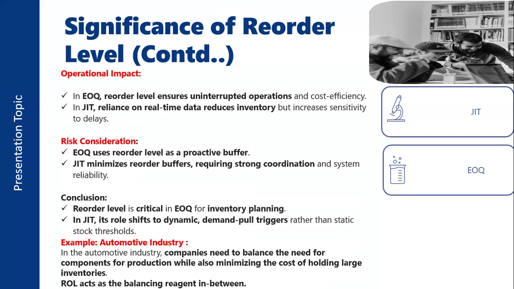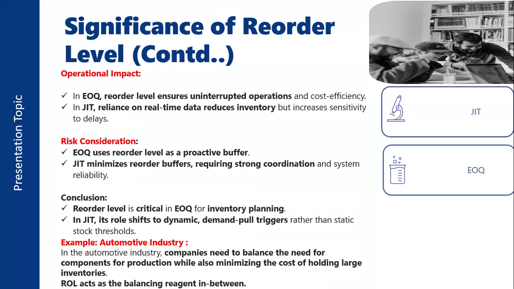If we look into the operational impact of reorder level from both sides of EOQ and JIT, we will find reorder level ensures uninterrupted operations for cost efficiency, and JIT, on real-time data, reduces inventory but is sensitive to delays. How do they minimize the risk together?